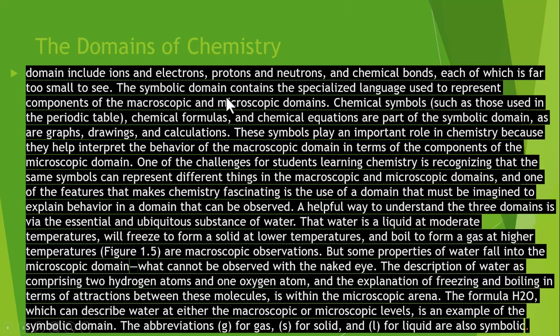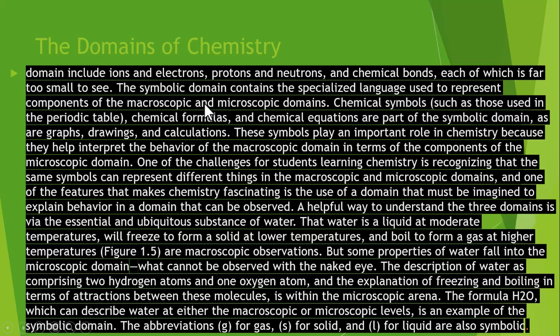Right. The symbolic domain contains specialized language used to represent components of the macroscopic and microscopic domains. And these macro and micro domains that we are speaking about here are the ones that we can see either with our eyes, or we can see in the world of the very small using the microscopes that are advanced, and they allow us to see these microscopic elements such as what now? The electrons, protons, neutrons, chemical bonds, and so on.